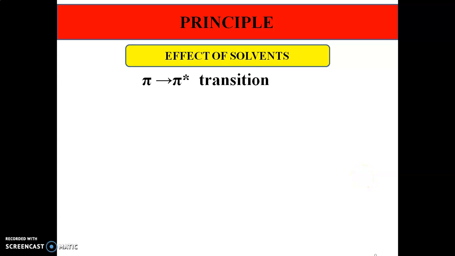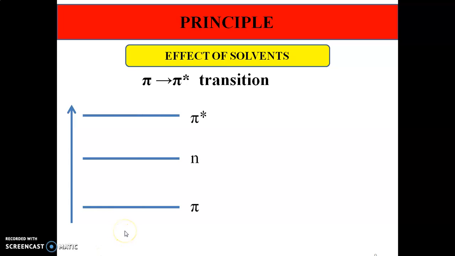Now we have to see the pi to pi antibonding. This is the second type of shift, the pi to pi antibonding transition, which is more intense. This is called the K band. The K band, that is the absorption K band, moves to a longer wavelength by increasing the polarity of the solvent. And the reason behind this is that the pi antibonding orbital is more polar as compared to the pi orbital.